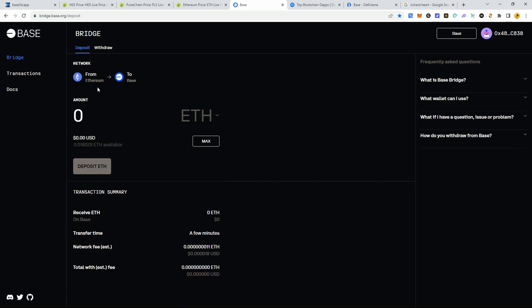I don't have to sell it for another coin. I don't have to convert it. I don't have to do anything. So all the Ethereum that is sent to Base is backed one-to-one from the Ethereum that's sent. Okay, so all the liquidity is there.